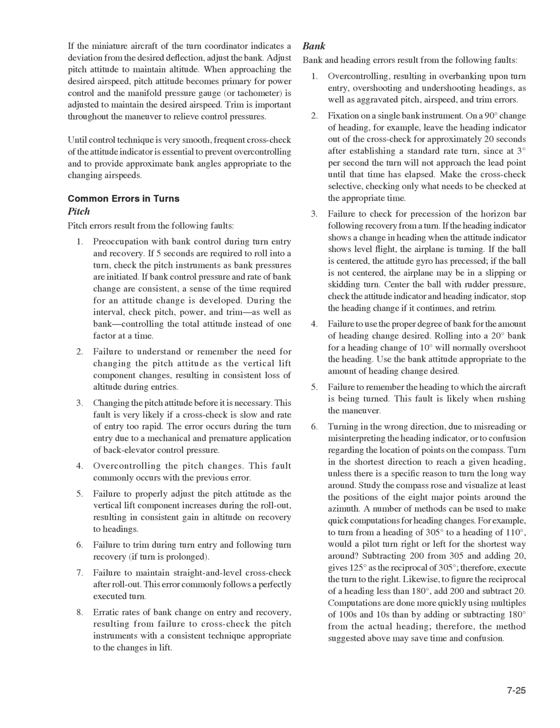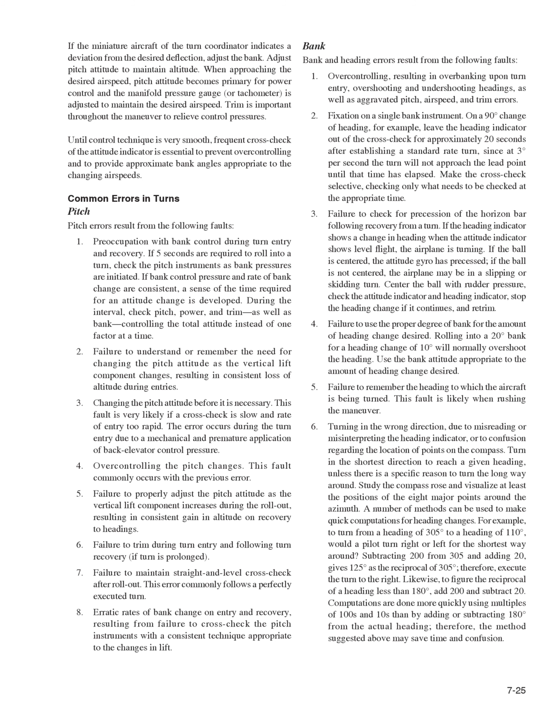This fault is very likely if a cross-check is slow and rate of entry too rapid. The error occurs during the turn entry due to a mechanical and premature application of backed elevator control pressure. 4. Over-controlling the pitch changes. This fault commonly occurs with the previous error. 5. Failure to properly adjust the pitch attitude as the vertical lift component increases during the rollout, resulting in consistent gain in altitude on recovery to headings.